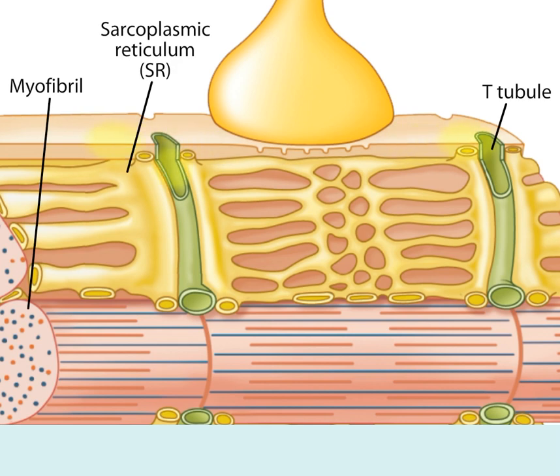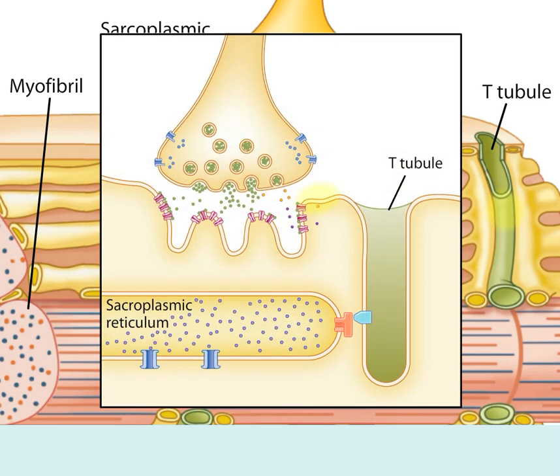This electrical signal propagates along the muscle fiber's cell membrane. It also propagates into the cell membrane's tubular invaginations, called T-tubules. The T-tubules lie adjacent to the sarcoplasmic reticulum, an organelle that consists of a membranous network of compartments.